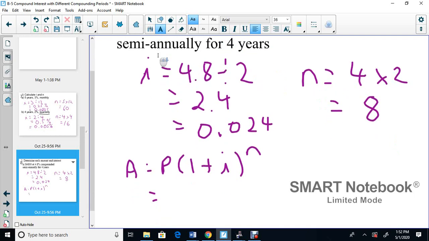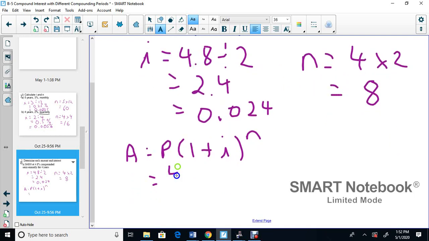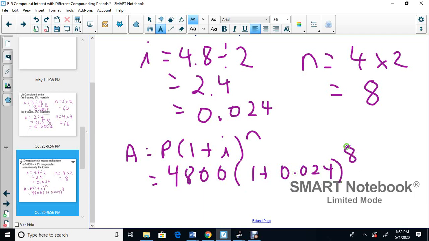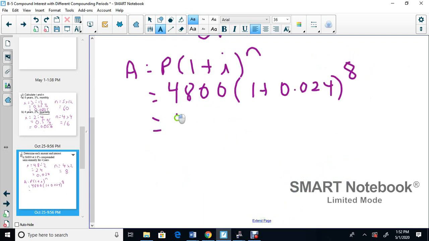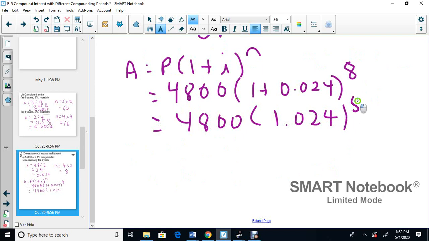So we use 4,800, 1 plus 0.024 to the power of 8. Now, it depends how you put it in your calculator here. You can just put it just like that and get an answer. Or I like to do this. I like to put 4,800, and I like to put 1.024 to the power of 8. So I just put this 1 right here, and I like to have it like this. Some of you might want to just write that down right away. It's up to you guys.